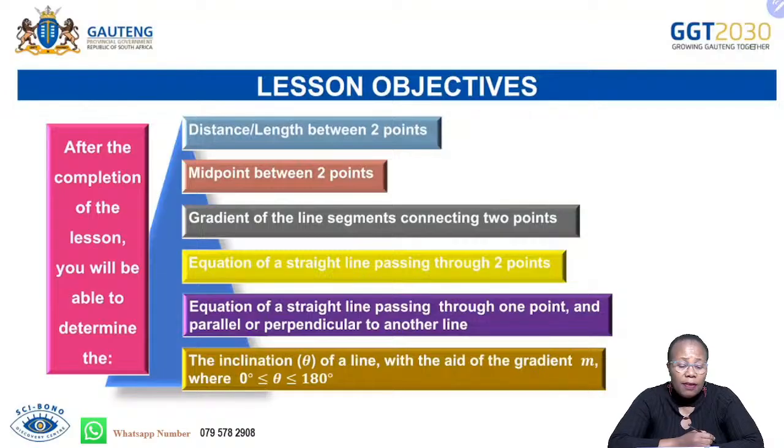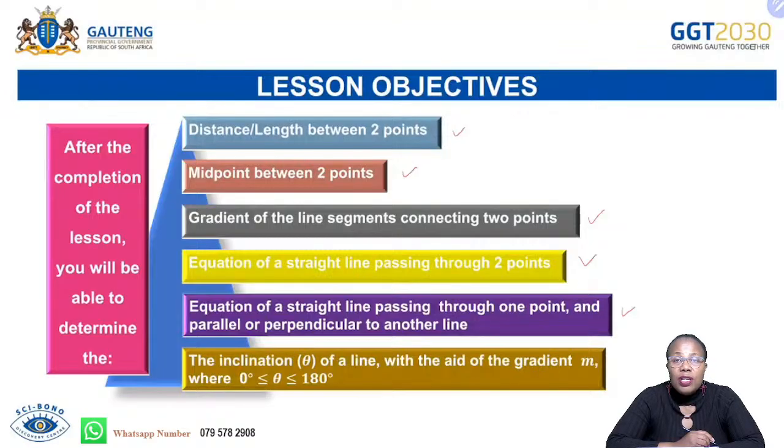After the completion of today's lesson, you will be able to determine the distance or length between 2 points. Secondly, the midpoint between 2 points, and then the gradient of a line segment connecting 2 points, the equation of a straight line passing through 2 points, and an equation of a straight line passing through 1 point, which is also parallel or perpendicular to another line.